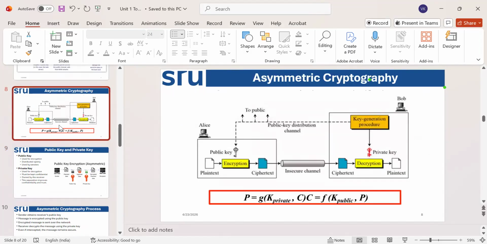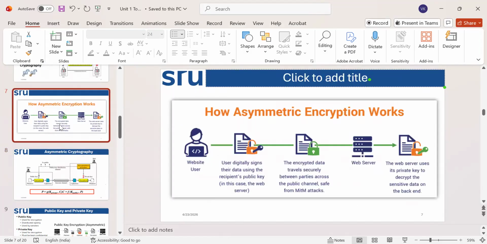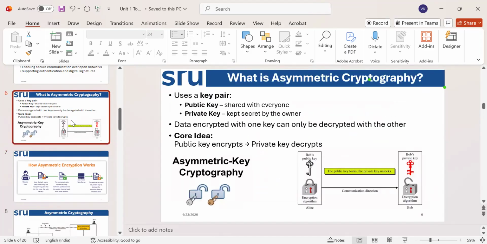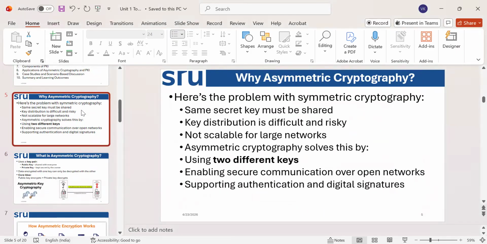Okay, we understood about those things. We talked about how asymmetric encryption works. We talked about what asymmetric cryptography is: a public key and private key, and encryption and decryption using two different keys. Okay, now we understood why asymmetric cryptography: because we don't want the difficulty of sharing keys, right? So key hacking is the problem.